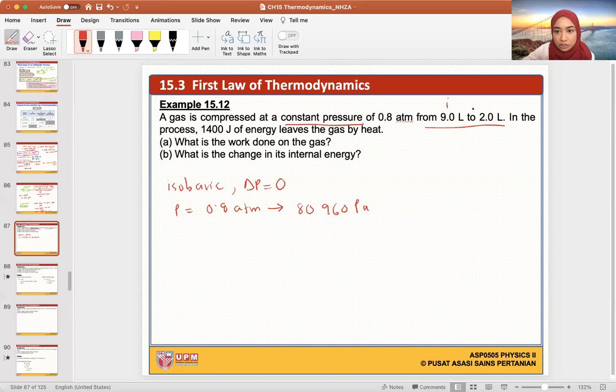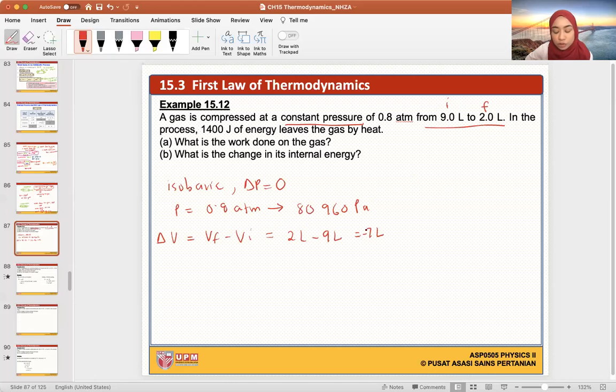The volume goes from 9 liters to 2 liters. So this is from initial to final. The change in V is V final minus V initial. V final is 2 liters, V initial is 9 liters. So this gives me minus 7 liters.